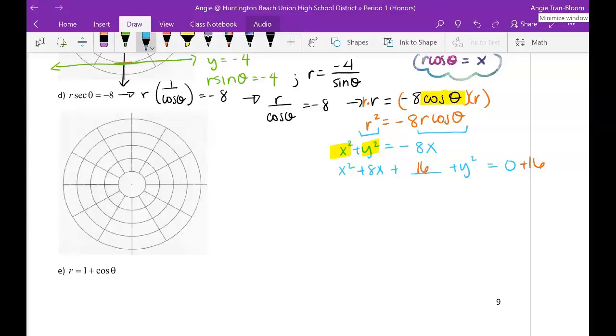So now, finishing up completing the square, I'm going to factor this. This is x plus 4 squared plus y squared equals 16. So this is a circle, and I will graph this circle using the rectangular format. I will not use polar. Again, I won't use polar until E and on. So rectangular format said, hey, I can graph this out.